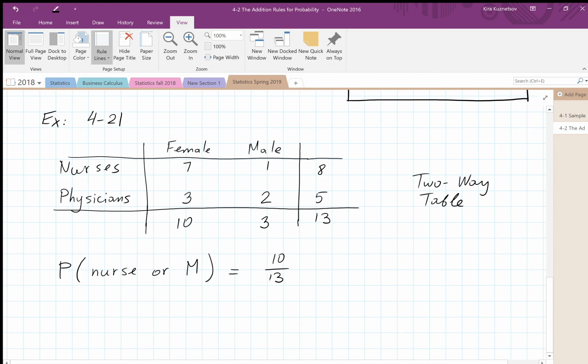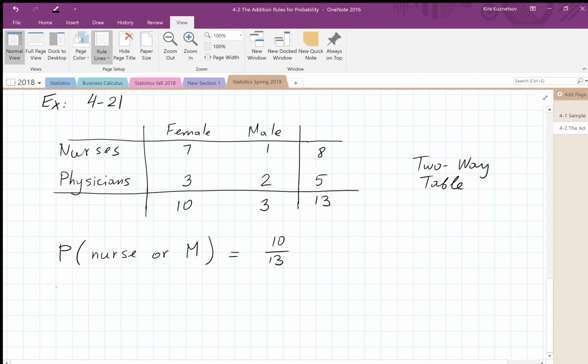Now if you didn't quite see the 10 out of 13 right away, you can jump into formulas and go a little bit slower. The probability of getting a nurse, 8 out of 13, plus the probability of getting males, I have 3 out of 13. Now minus the intersection, meaning male nurse. How many male nurses do we have? Well, there's my male nurse. Notice 8 plus 3 is 11 minus 1, there's my 10 out of 13.